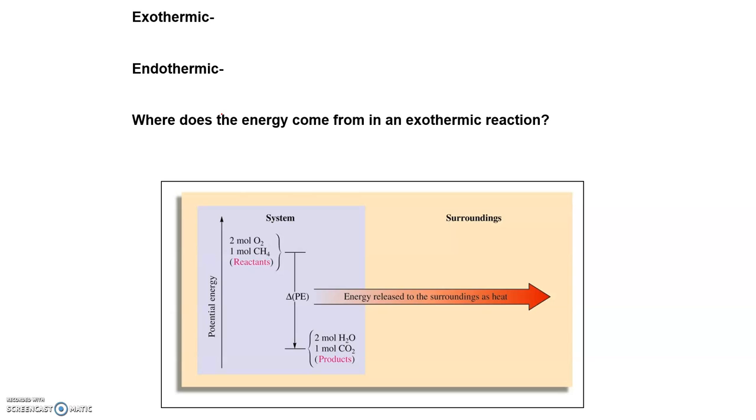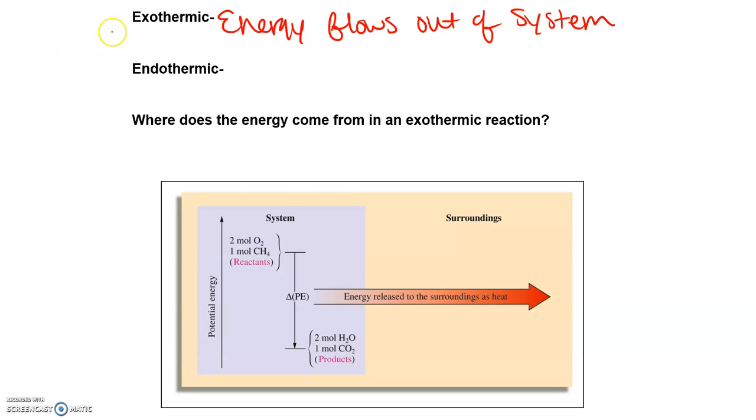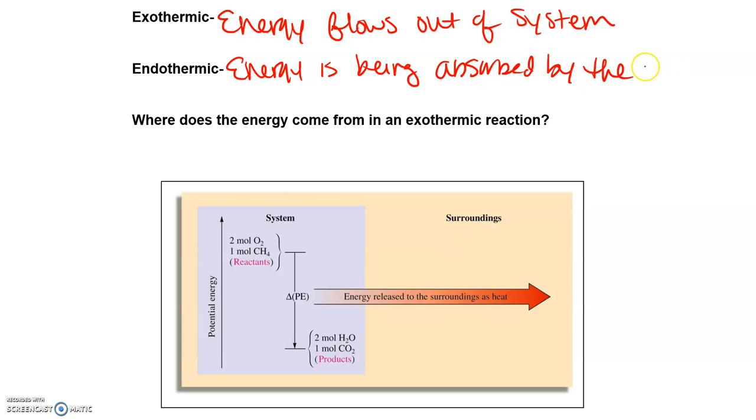All right, exothermic and endothermic. Hopefully these are terms that you remember. So exothermic is when something has energy flowing out of the system. Energy is leaving, it is exiting the system, whereas endothermic is the energy is being absorbed by the system. It is entering the system.